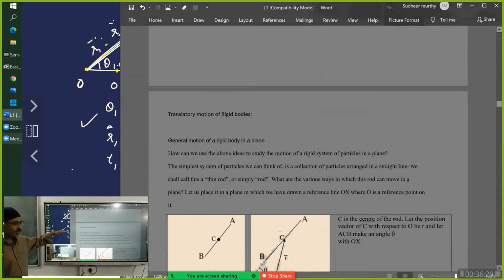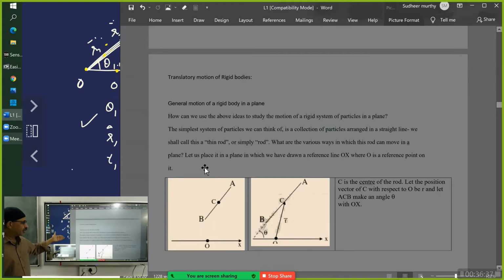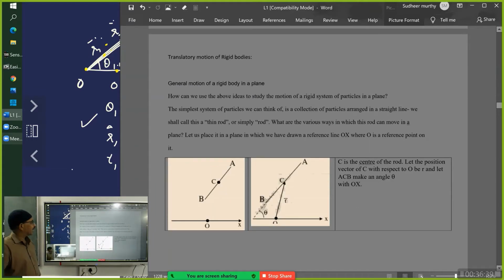See, those definitions, I have taken from different sources. I don't want to simply go on repeating those. So I said fine, it's enough. Now, translatory motion of rigid bodies. Now, general motion of a rigid body in a plane.